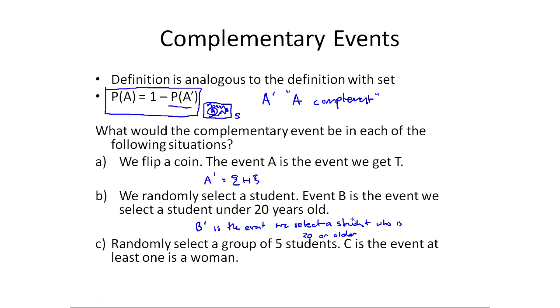So in both of these cases, I probably wouldn't bother with the complement. But the last one, C, I probably would. It says we randomly select a group of 5 students. C is the event at least 1 is a woman. So if I wanted to find the probability of C, at least 1 out of 5 is a woman, I would have to find the probability that the first person's a woman, the rest are men.